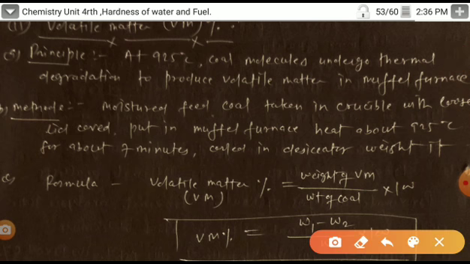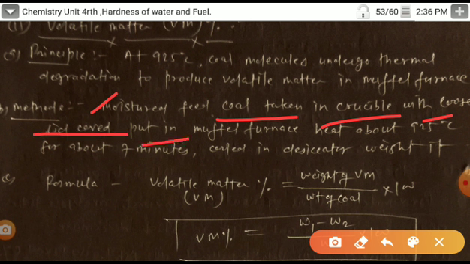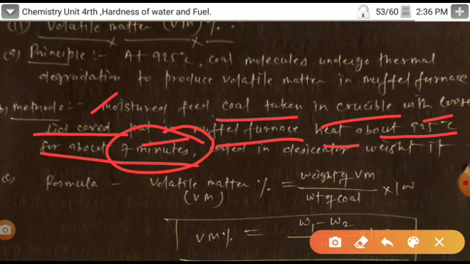Okay, then the method. How can you provide the procedure to actually remove the volatile material? The moisture-free coal is taken into the crucible with the lid covered, put into the muffle furnace, and heated at about 925 degrees centigrade for about 7 minutes.